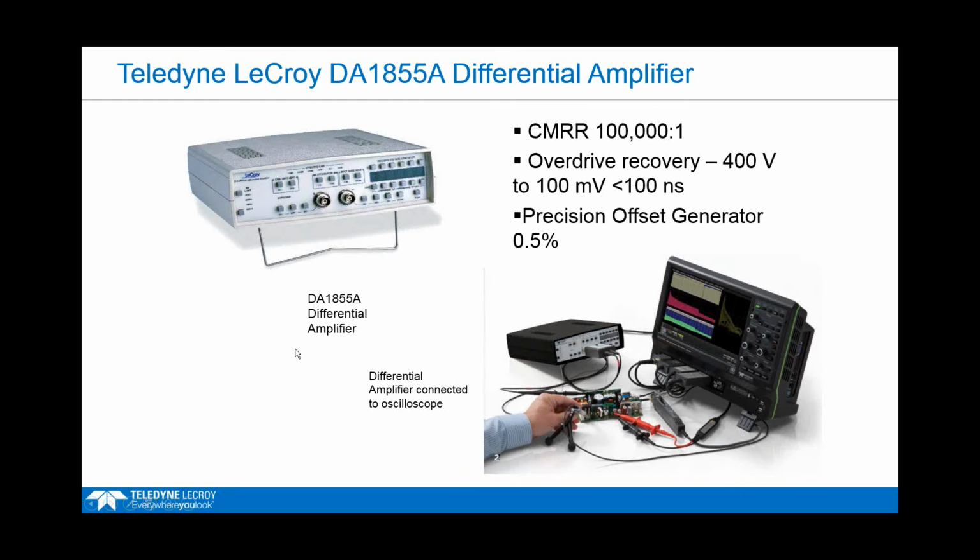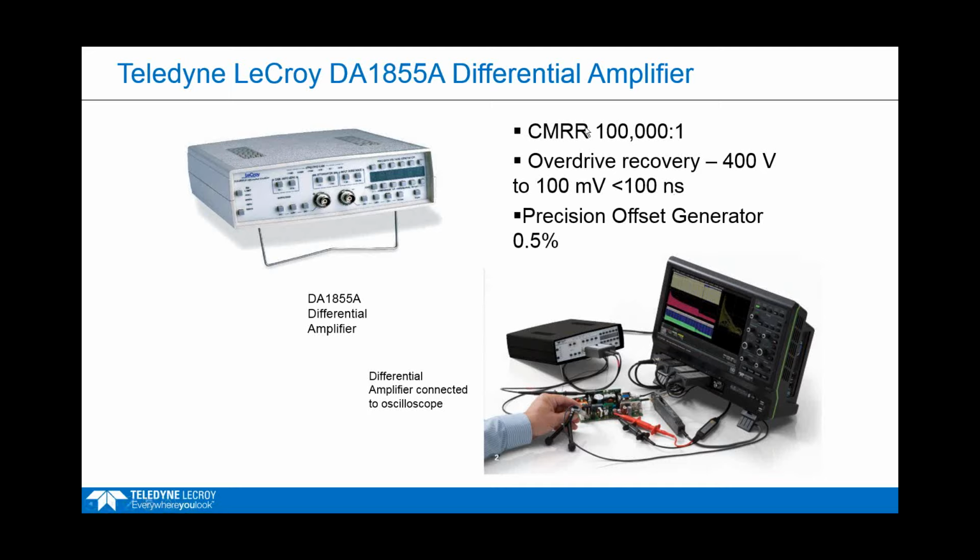So this is the DA1855A differential amplifier, and this has been, I would say, the standard way to make this measurement for a long time. We have a huge number of these amplifiers out there in different power labs, and this has sort of been the golden reference for these kind of measurements. There's really two features that differentiate this from other products out there. One, again, is the overdrive recovery. So you get 400 volts to 100 millivolts in less than 100 nanoseconds. So you can really blast the amplifier with a huge amount of voltage, and then it's going to recover right away as soon as the signal comes back onto the screen.